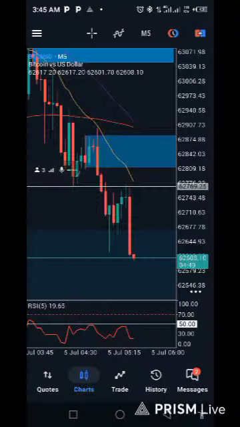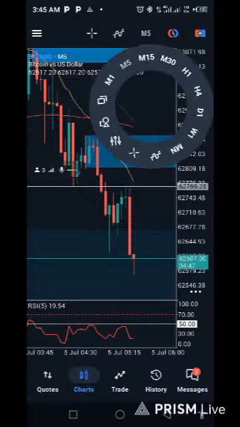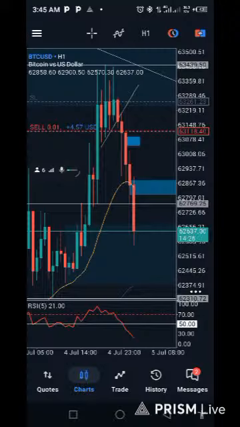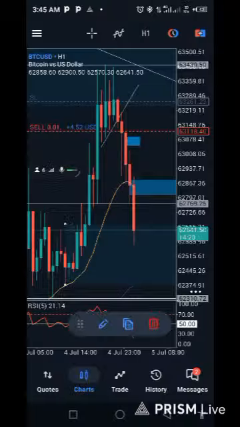Now, for you to see clearly what is going on, you have to go to a bigger time frame to know if it's going to touch an order block, or a fair value gap, or it's crossing a support zone, or it's going to rest on a support zone. So you have to check the higher time frame so you can have a better view of what is going on. Now, this is a 1 hour time frame, and in this 1 hour time frame, this is where the order block is.